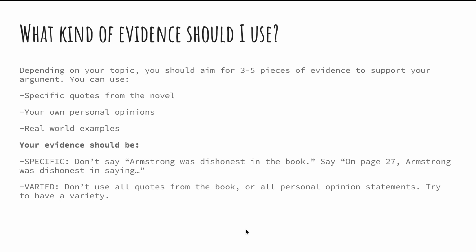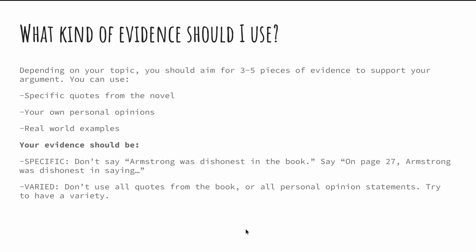Now, there are some things that I might use instead, like real-world examples. Some of the questions I may be able to incorporate, ideas from our justice system or relate to other characters from other novels or movies or shows that I've seen. Okay? Again, as long as it relates to my topic and I can explain it, I can use a lot of different things as evidence. I can even use experiences of my own.